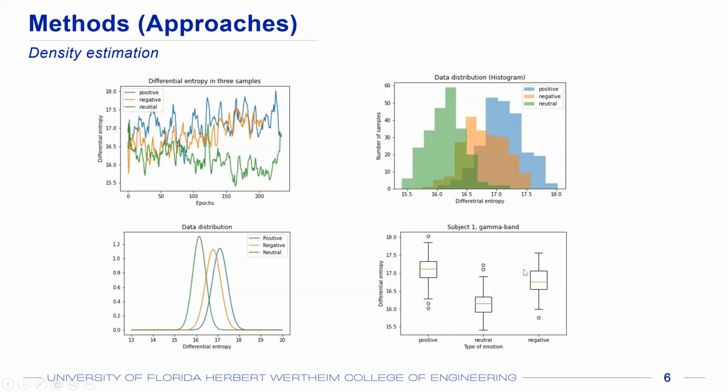Figures 3 and 4, the distribution and the box plot of the distribution, prove that the means of each emotion show obvious differences among the three types of emotion. At the same time, it proves that differential entropy is an effective feature to distinguish three types of emotion. And our next step is to use machine learning models to make classification.